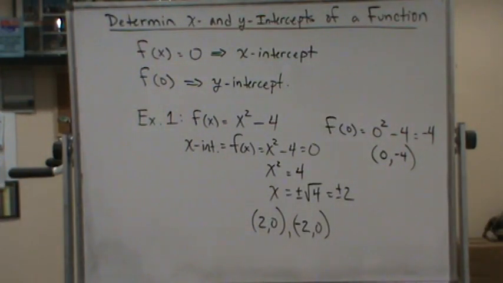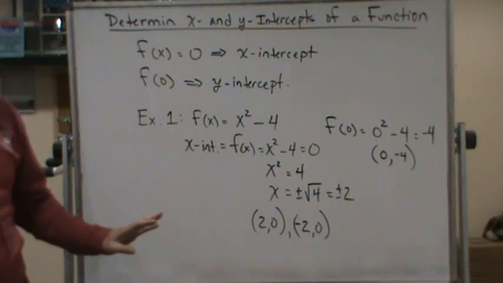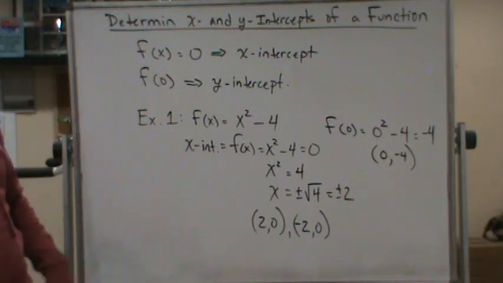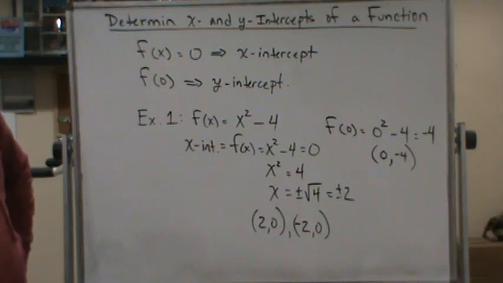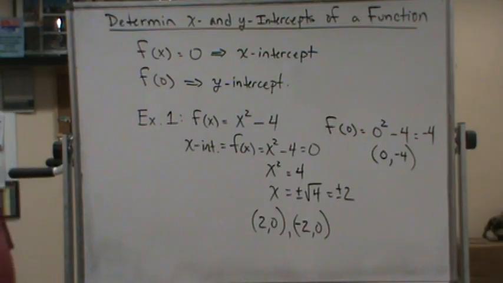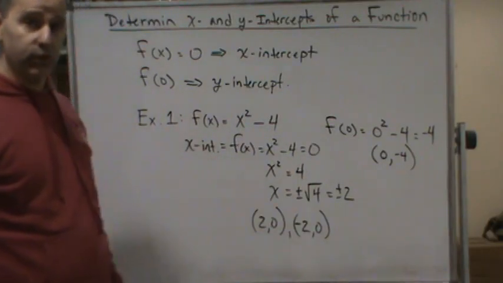Now, if we solve these and we get something that's not real, then we don't have an intercept, right? So again, just like before, we have to have a real solution.